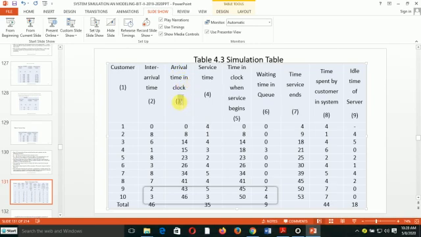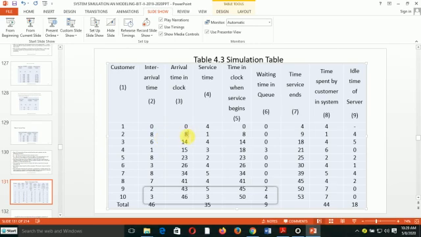So this column 3. For the first, arrival time is 0 for the first person. So we are going to have the accumulation of arrival time in the clock. I take the first one. The arrival time of the first one is 0 plus the inter-arrival time between the first customer and the second one, which is 8. So I add this to get 8.